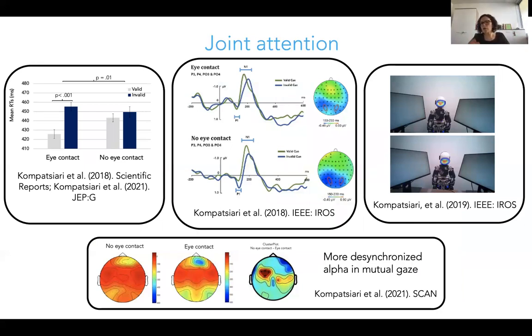And I will not go into detail in the entire series, but if you're interested, we can bring it up again in the discussion. So first of all, what we saw in our first set of studies behaviorally is that there was a larger validity effect. So this difference here is the validity effect in the eye contact condition as compared to no eye contact condition, meaning that participants followed the gaze of the robot more, so engaged more in joint attention after eye contact as compared to no eye contact.